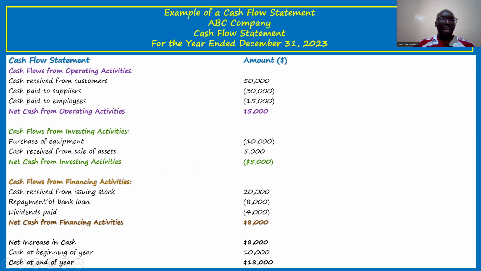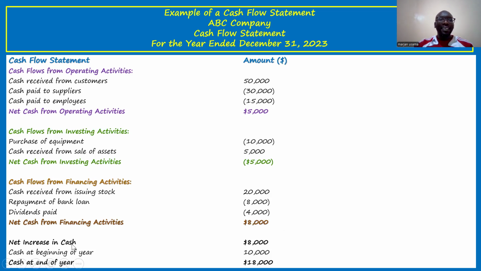Then number three, cash flow from financing activities. Number one, cash received. We sold our shares and we got some money, positive, that is 20,000. Then we repaid some loan. When we are repaying loan, money is going out, so that is negative 8,000. Then we also paid our shareholders some dividends. When you are paying anything, it's going out, so it's 4,000. So the net cash from financing activities is 8,000, which is a positive number.